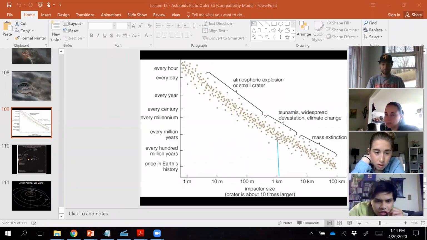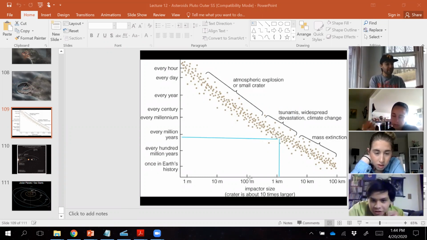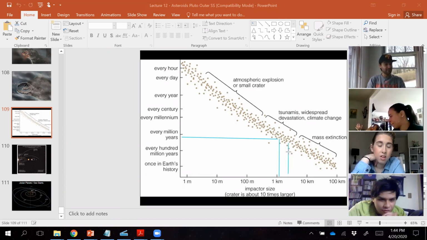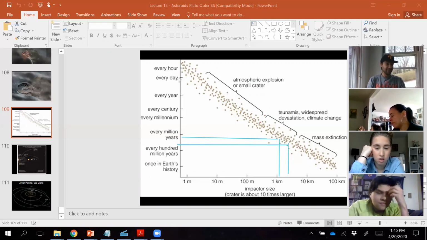Every hour or every day, roughly. Oh, no, sorry, 1 kilometer. Sorry, I was looking at the wrong one. All right. So every million years then? If it was 2 kilometers, maybe even like every 100 million years, right? Let's say it's 100 million years between impact sites like this.